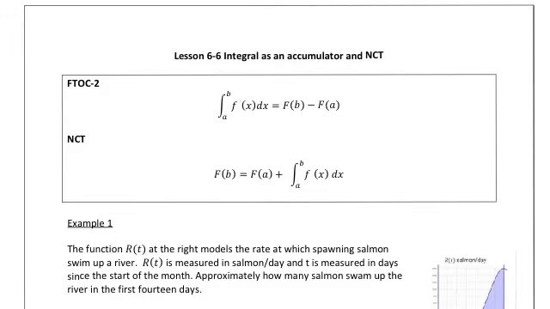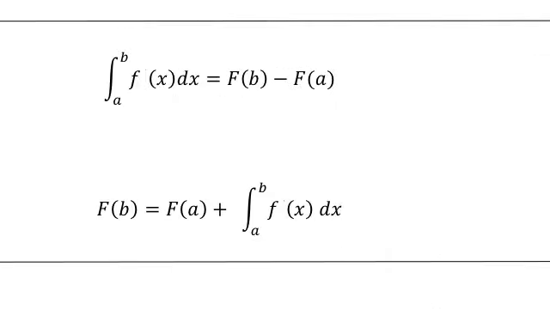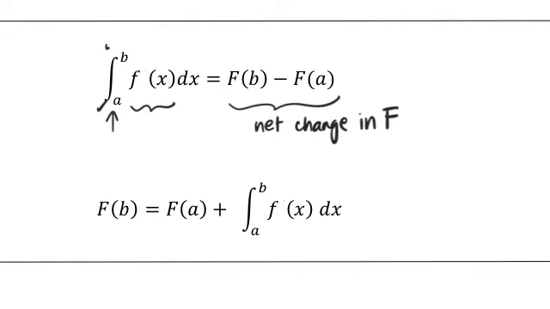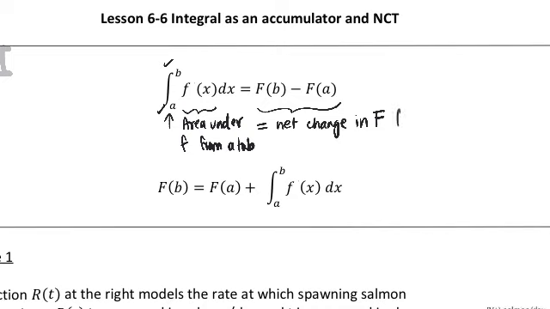Okay, this lesson is about the integral as an accumulator of change and the net change theorem. So let's think about the two equations that you've seen before. First, we've got the second fundamental theorem, FTC 2, which tells us that the integral of f is going to be equal to the net change in big F. So the integral of f from a to b, meaning the area under little f from a to b, is going to be equal to the net change in big F from a to b.